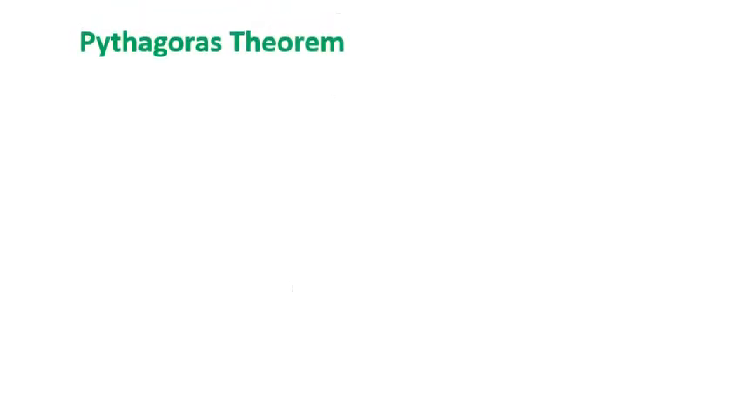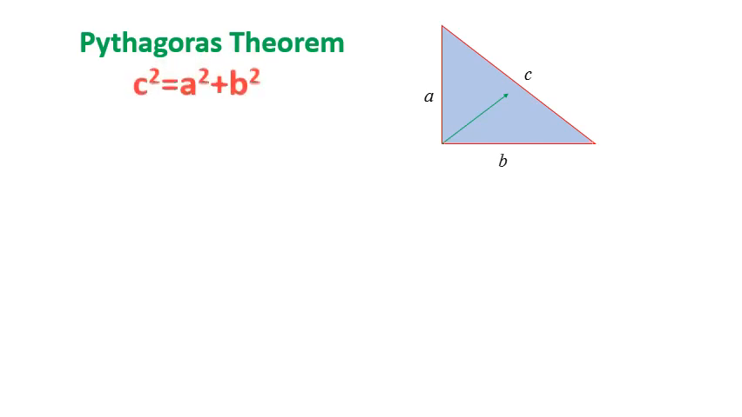We have already learned the Pythagoras theorem. Let's have a quick recall. There is a right triangle and the 90-degree opposite, that is the hypotenuse, we will label it as C, and the other two sides we can take it as B and A. Then the Pythagoras theorem says C square is equal to A square plus B square.